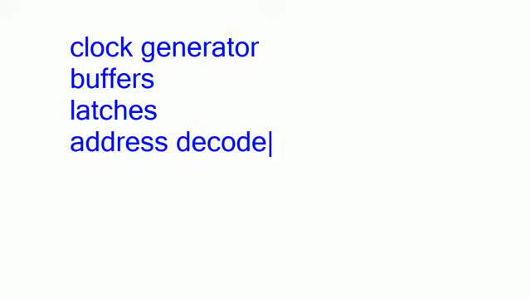Here we are going to study about the clock generator, the buffers, latches, and address decoders. These are the topics which we are going to see under the basic system components. So we just noted down these four topics. Now we are going to continue with the clock generator.